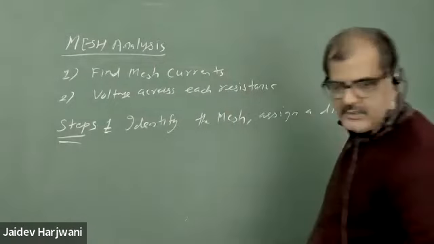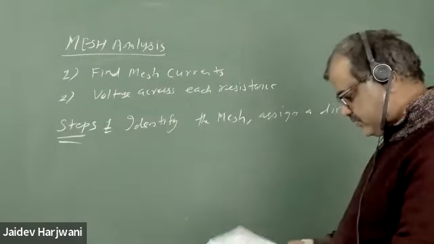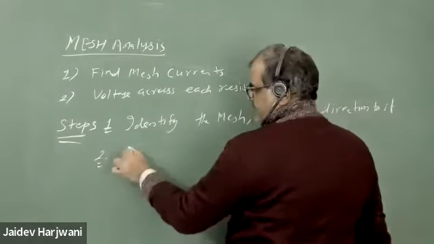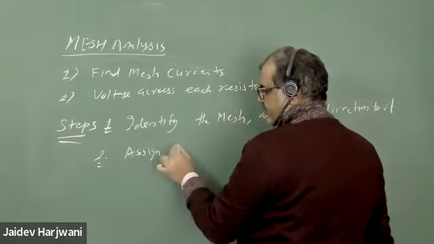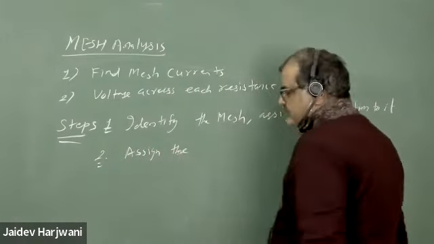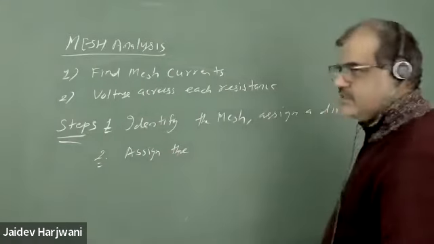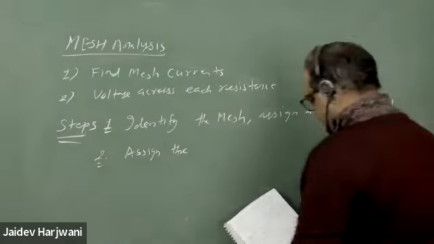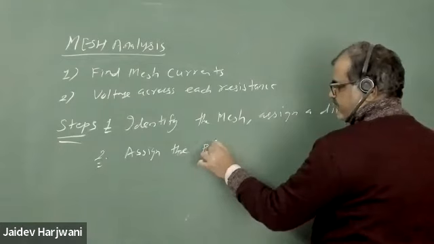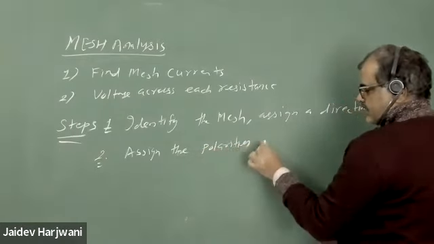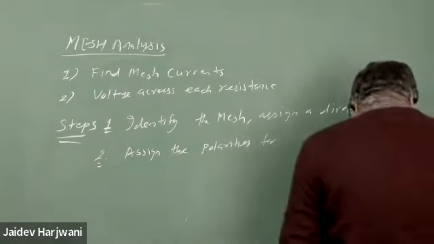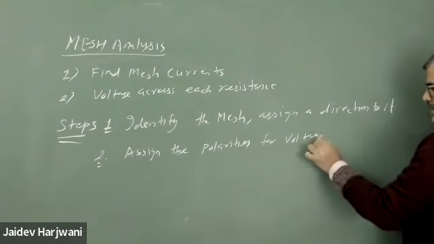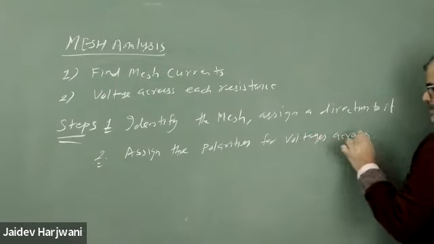Assigning direction means you have to assign the direction to the current in the mesh. Now assign the polarities. Current will always move from higher potential to lower potential, so by seeing the current, you need to assign the polarities for voltage across the branches.